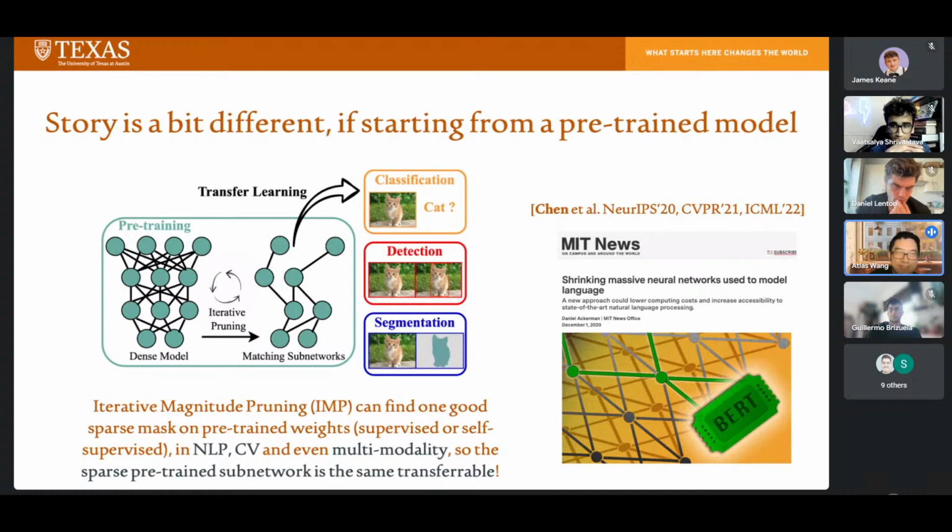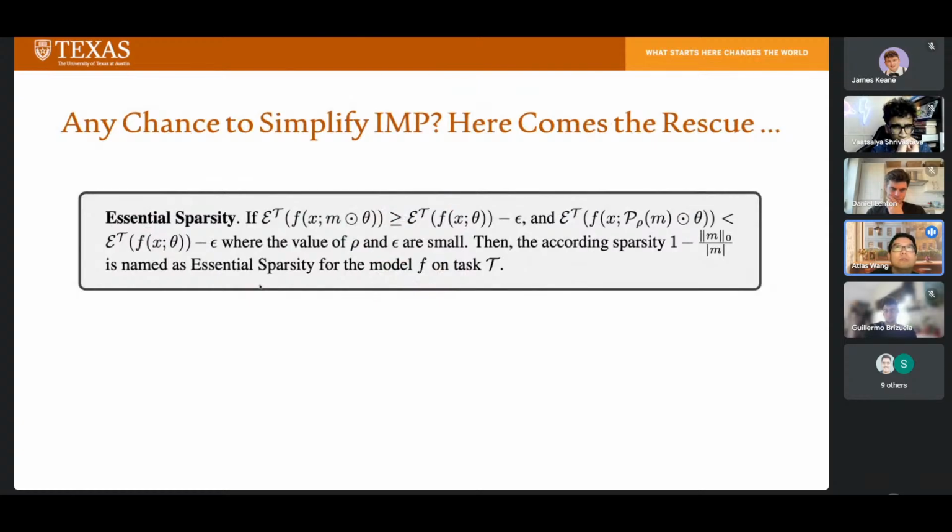No one, or at least me as a GPU-poor academic, would be able to afford the cost to extend this idea, iterative pruning and retraining at the pre-training stage, to nowadays large language models or other foundation models. So the question we want to ask is, any chance we could simplify this idea of iterative magnitude pruning, IMP, at the pre-training stage? And that's why we turned to study the concept of essential sparsity as a rescue.